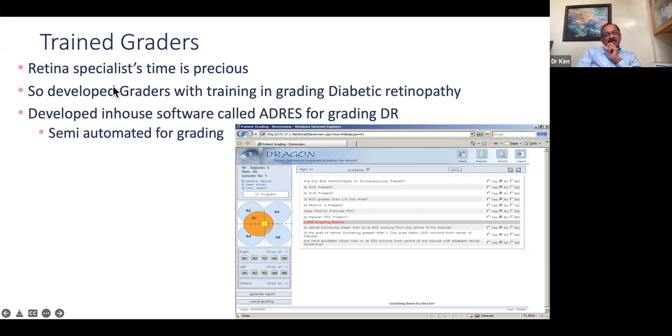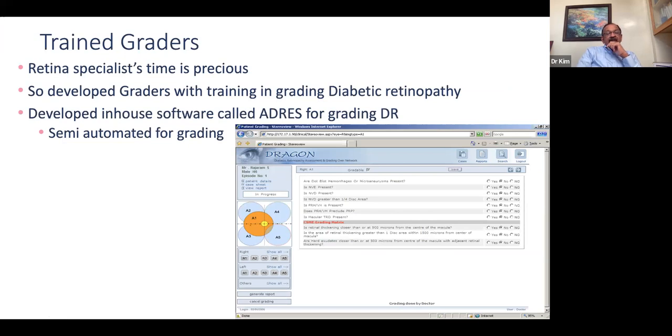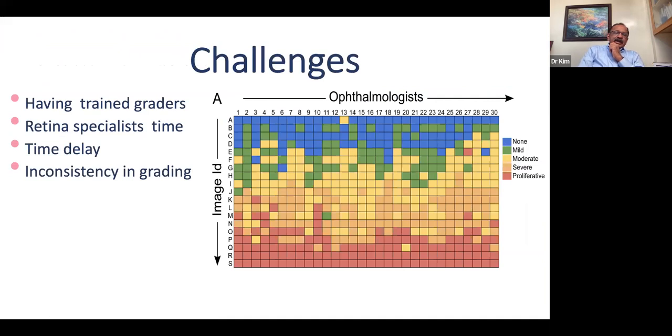In the process, as we all realized, retina specialists' time in sitting and grading is too precious. So we trained people to become graders in grading diabetic retinopathy. And this helped the graders to process more images in the day without wasting the retina specialists. But this process also has its own challenges. Even to get trained graders was becoming difficult. Retina specialist time, again, is very precious. And the time delay in grading and sending a report back was a problem, when at the end of the day the patients would not get their report, so they would get it only the next day.